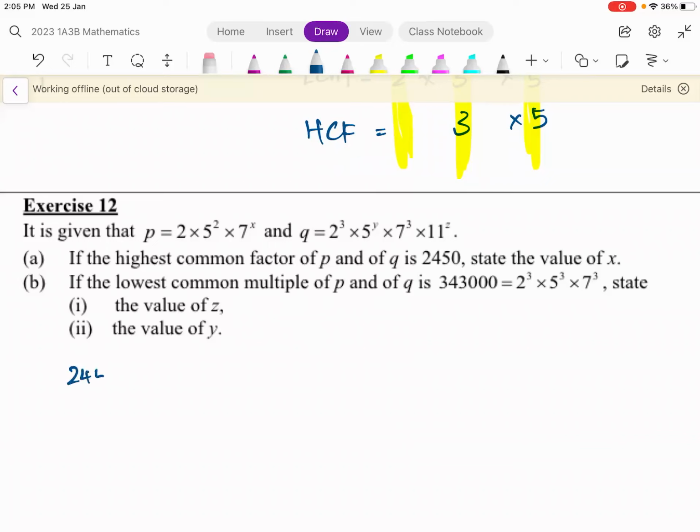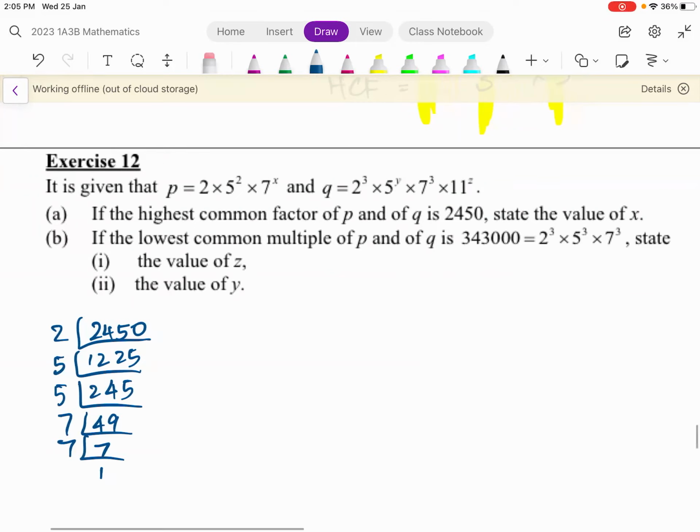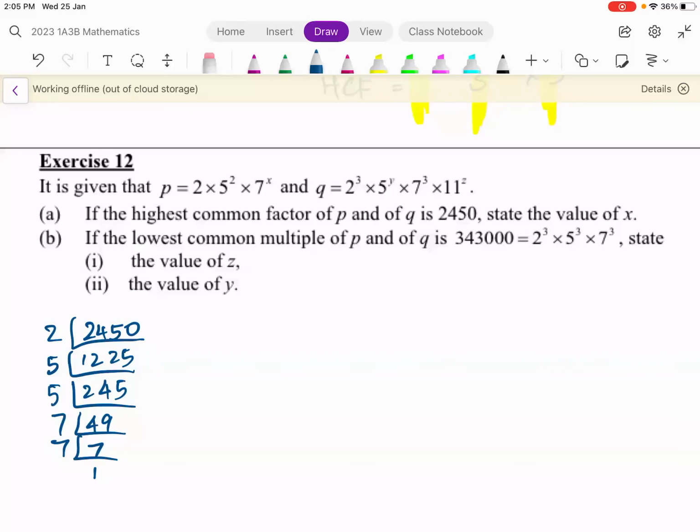So 2450, let's divide this by 2, 1225. Can divide by 3, 4, 5. No, cannot divide by 3, so divide by 5. 245, 5. Divide by 5 again. So 49, and then 7, 7, 7, 1. So that is my HCF 2450.